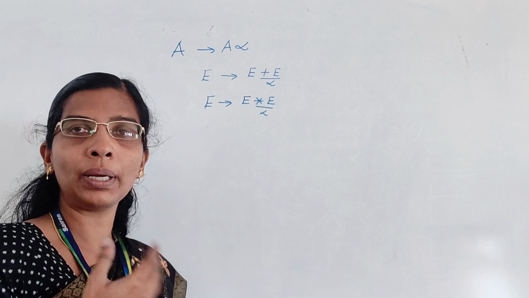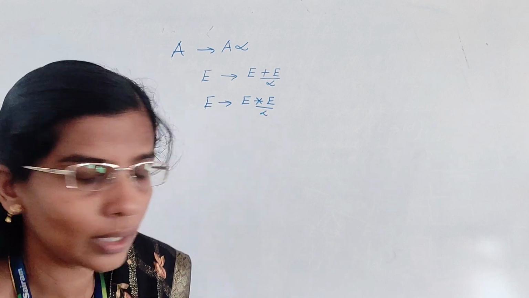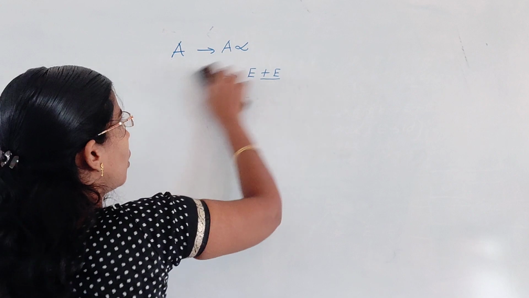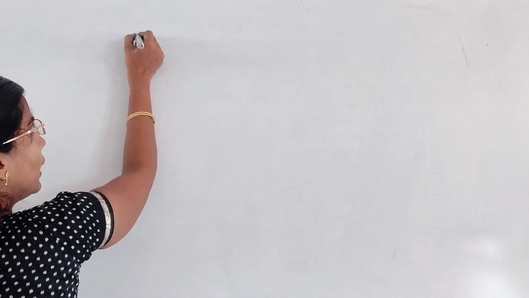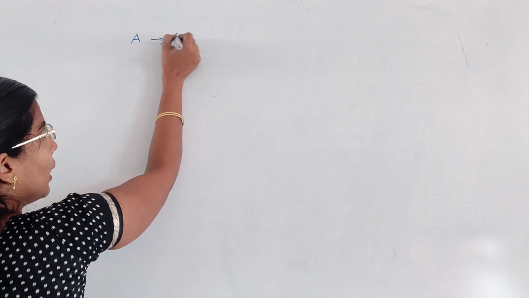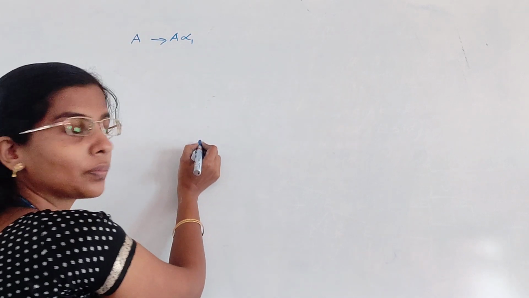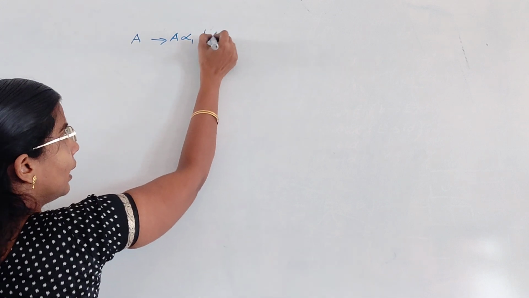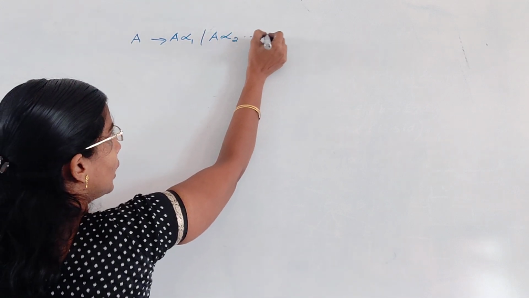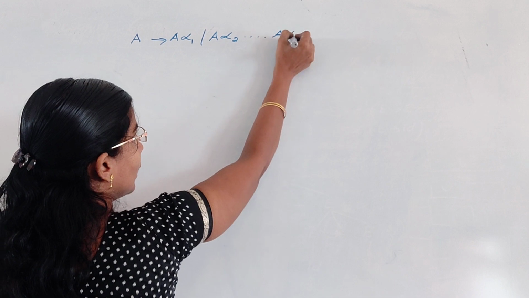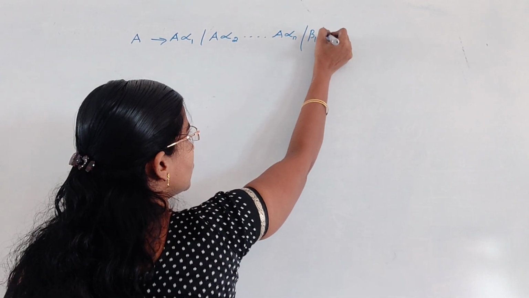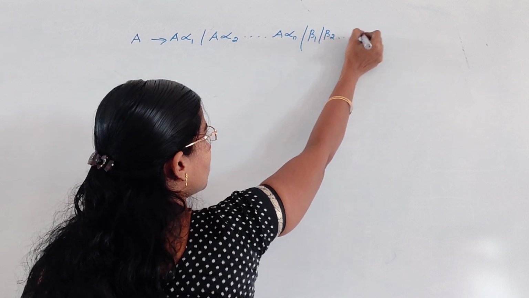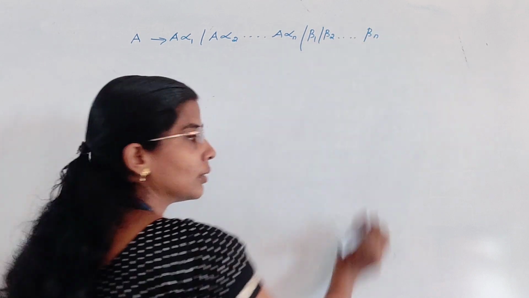So how to eliminate this left recursion? We can see in this video. Suppose your grammar is of the form A tends to A alpha 1, A alpha 2, up to A alpha n, and beta 1, beta 2, up to beta n.